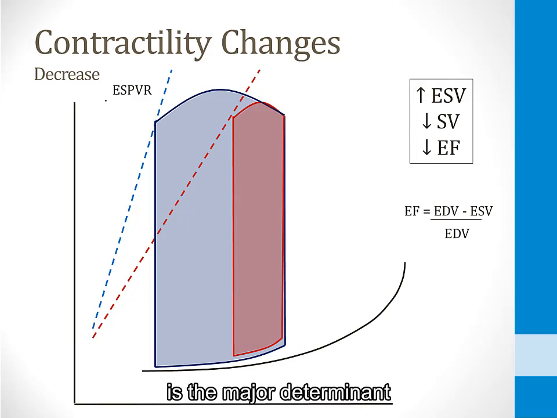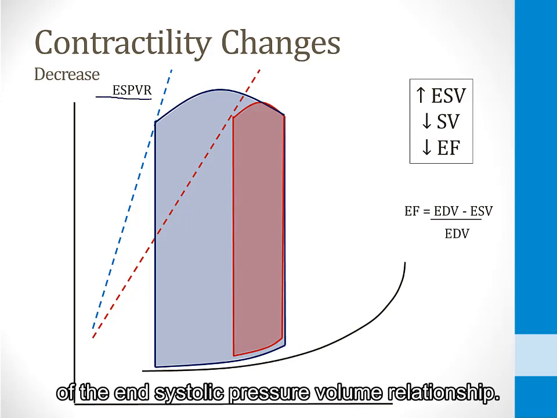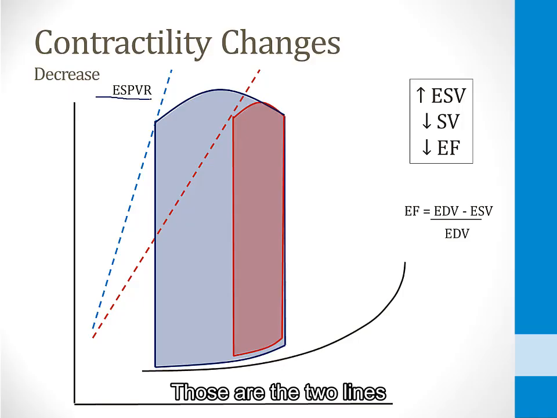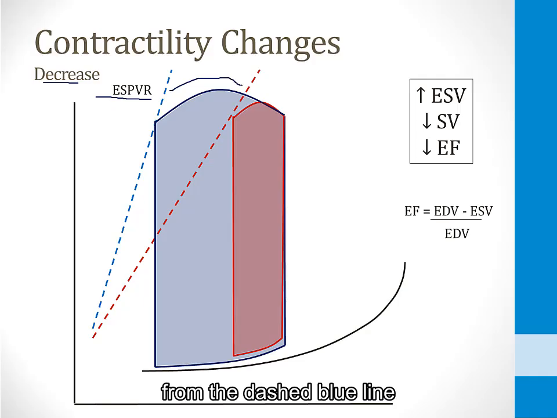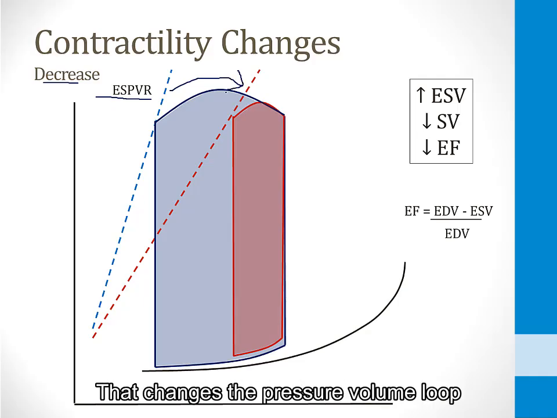Now let's talk about contractility changes. Contractility, it turns out, is the major determinant of the end systolic pressure-volume relationship. Those are the two lines shown in blue and red here. So when contractility decreases, it shifts the end systolic pressure-volume relationship from the dashed blue line to the dashed red line. That changes the pressure-volume loop from the blue loop to the red loop.